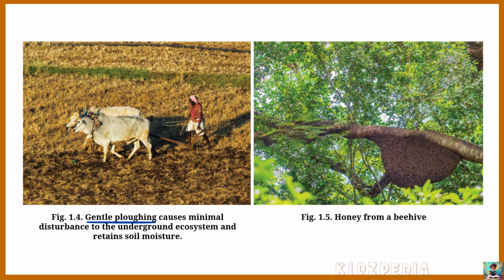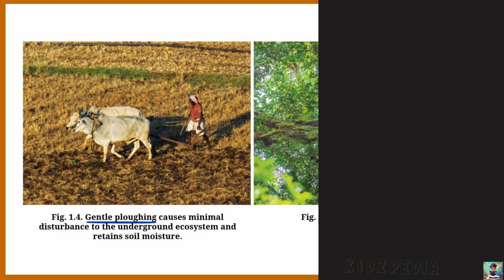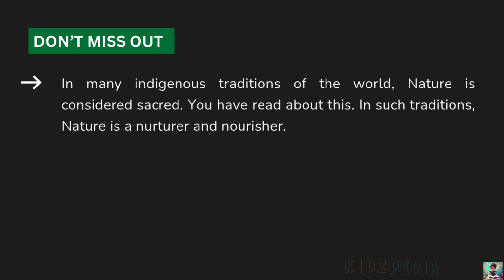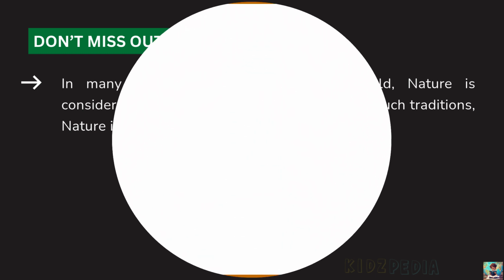So this is an example of using natural resources without harming them. Figure 1.5, honey from a beehive. So honey is a natural resource obtained from nature. Don't miss out. In many indigenous traditions of the world, nature is considered sacred. You have read about this. In such traditions, nature is a nurturer and nourisher.